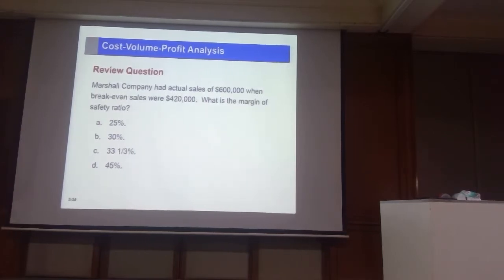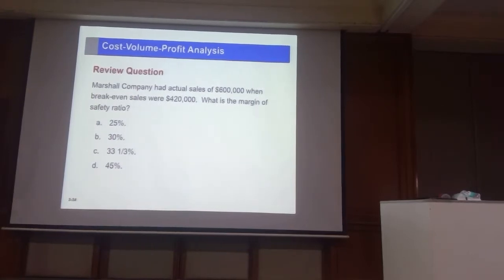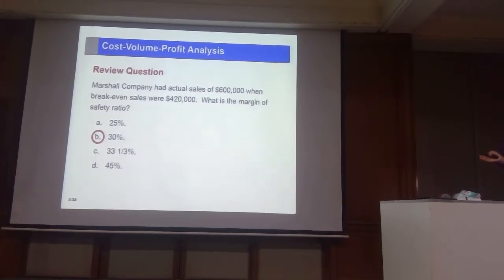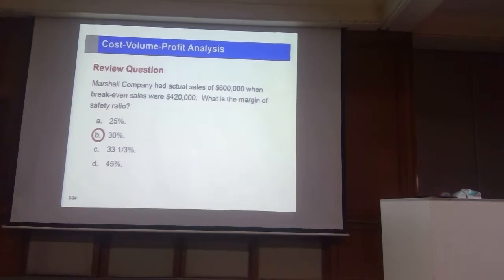The company currently has actual sales of 600,000 and break-even sales equal to 420,000. What is the margin of safety ratio for this company? It's 30%, right? You just subtract 420 from 600 and then divide it by 600, and you will get the answer. So it means that the sales can drop by not more than 30%. If the sales drop more than 30%, your company will have a loss.